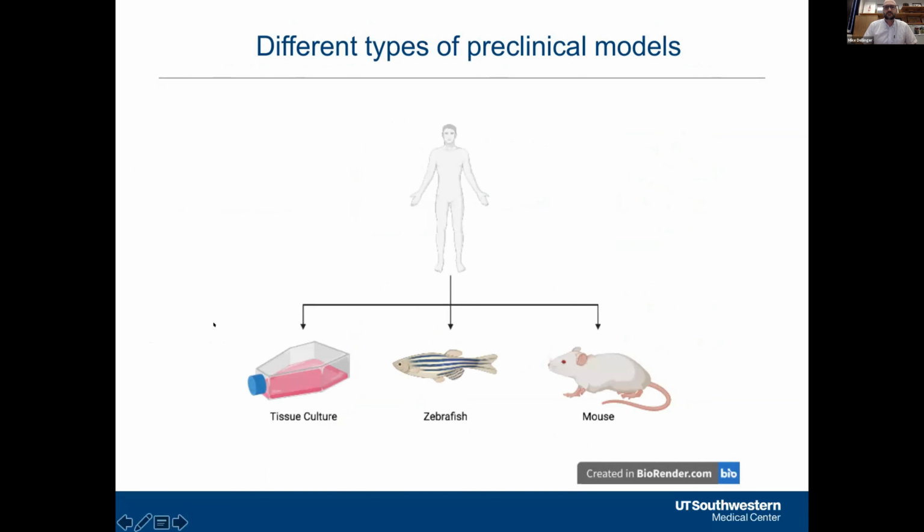So there are several different types of preclinical models, but the ones that we're going to talk about today are tissue culture models, a zebrafish model, and mouse models. Tim is going to handle the tissue culture models, and I'm briefly going to talk about zebrafish. And my lab primarily uses mouse models, so we'll spend more time on mouse models.